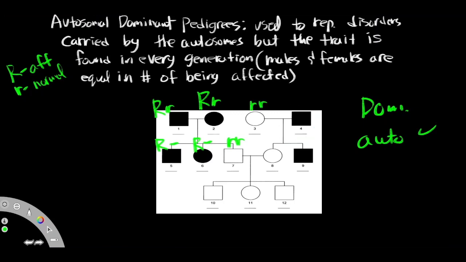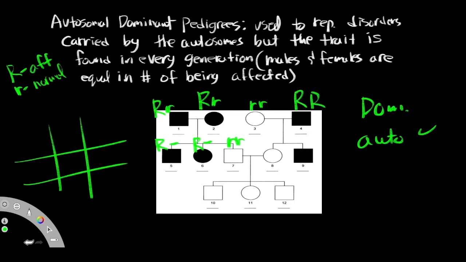What does this male have to be? Well, what if I put a big R, big R? So if I were to do a little Punnett square here again, if I did a big R and a small r, all of them end up being big R, small r, right? 100% chance. This is a problem because one of the offspring is normal, right? This one has to be a small r.